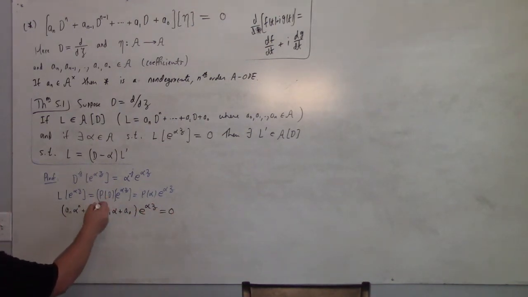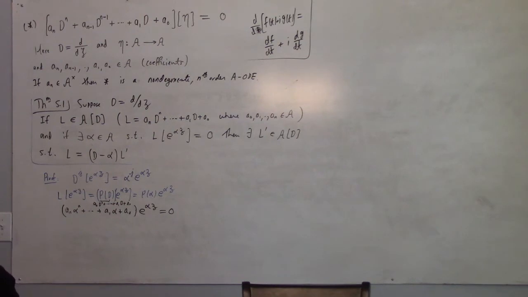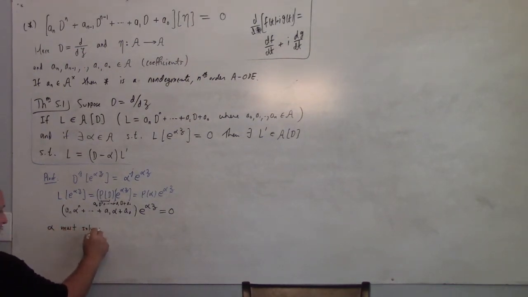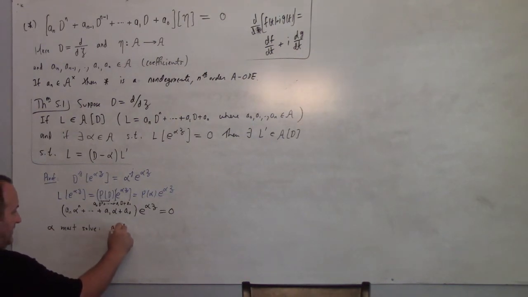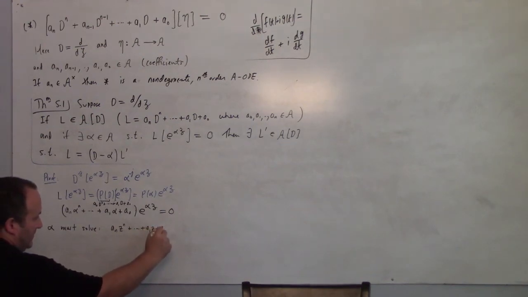So here I'm just assuming that this polynomial is a_n d to the n plus ... plus a1 d plus a0. Oh, so alpha's a function. Alpha is a number. Ooh, alpha's not just a number. It's a number which must appear as, so alpha must solve a_n z to the n plus ... plus a1 z plus a0 equal to 0.